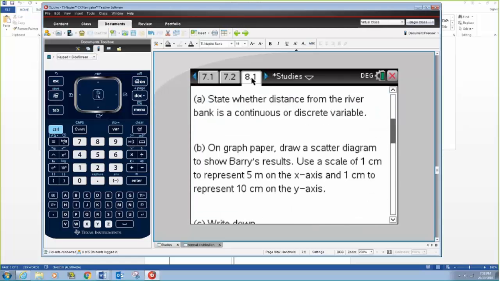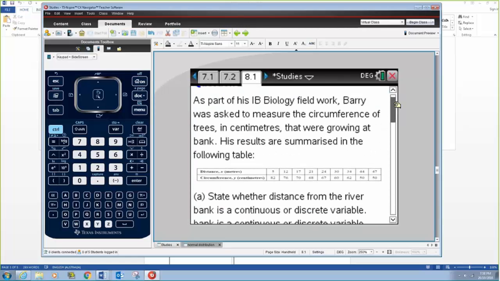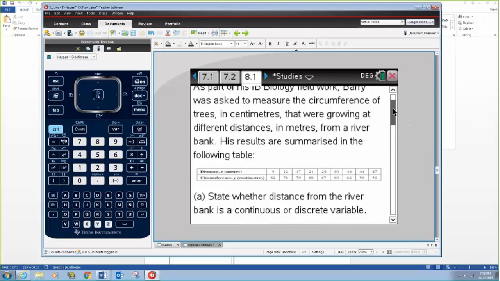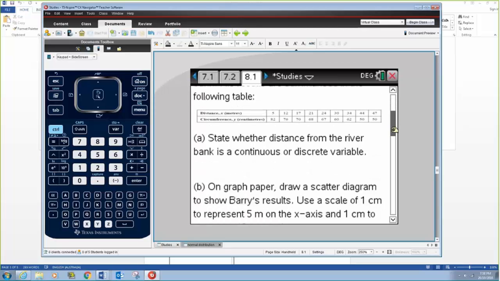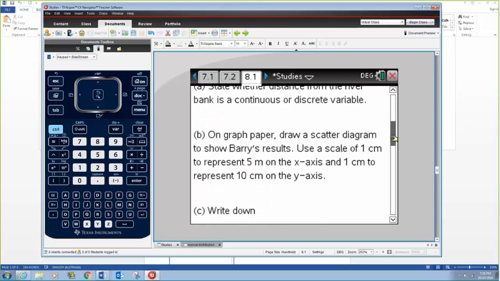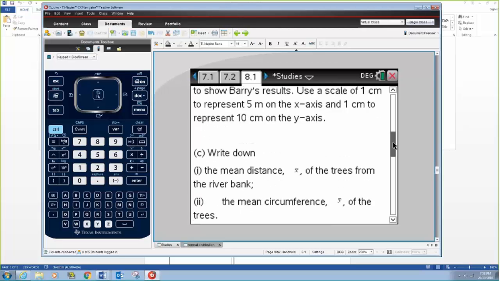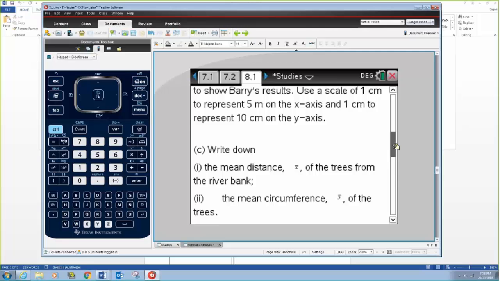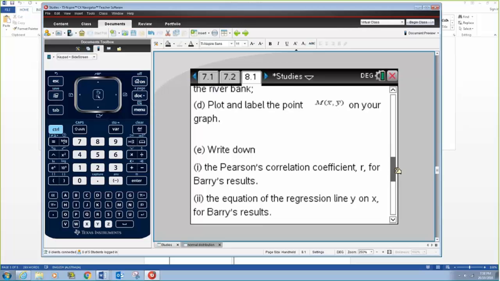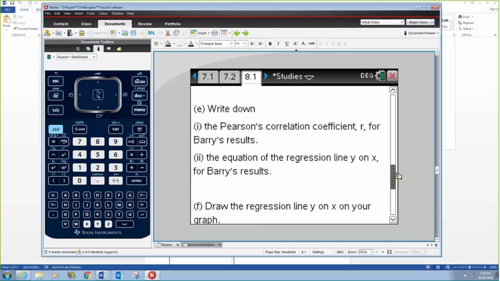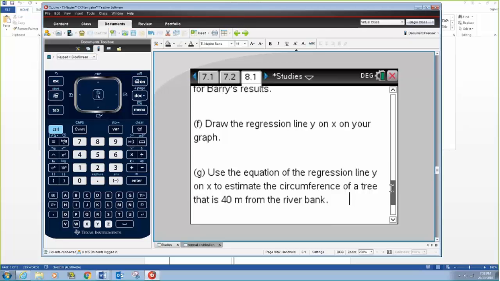This question again is a typical linear regression question. We are given the situation that he measures the circumference of trees that were growing at different distances from a river bank. So these are the data. There are some questions here: draw it, and then write the mean distance, X mean and Y mean, because the students need to know that this point M needs to lie on the regression line. Find the r value and regression line, draw the regression line, and use the regression line to estimate the distance.